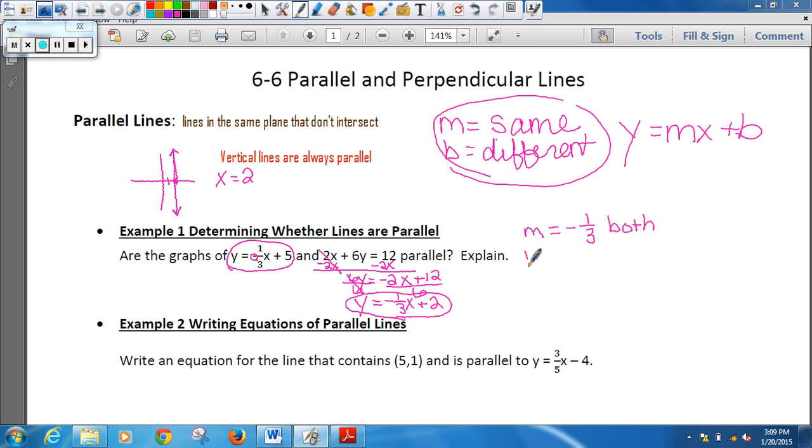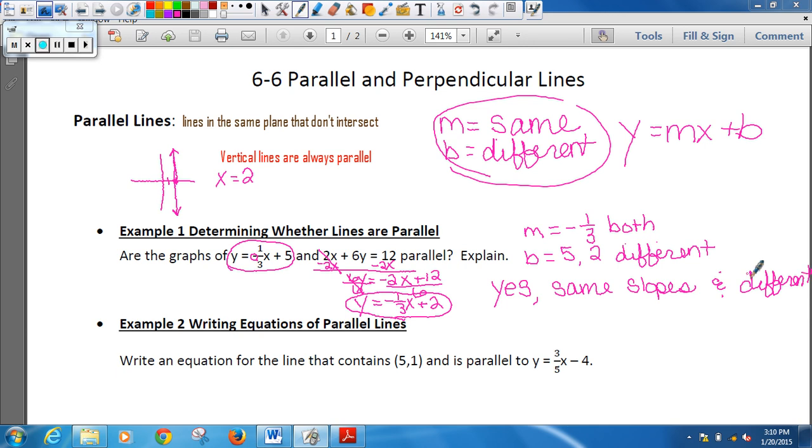Well, then I have to check the b's. Are they the same or are they different? My first b here is 5. The second b here is 2. So those are different. So the question was, are the graphs parallel, and explain. So are the graphs parallel here? Yes, they are parallel. And the reason they are parallel is because they have the same slopes and different y-intercepts. And both have to be true in order for them to be parallel.